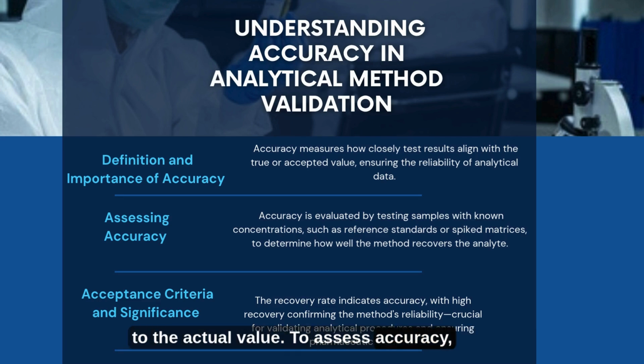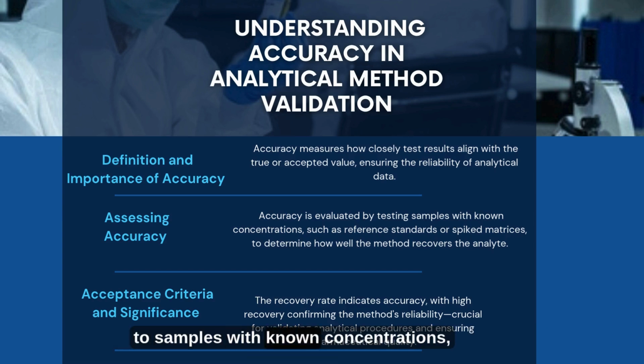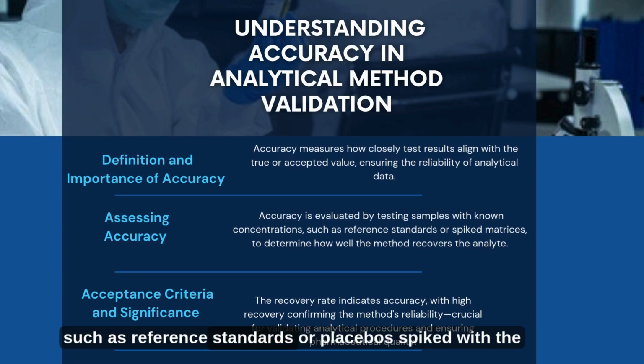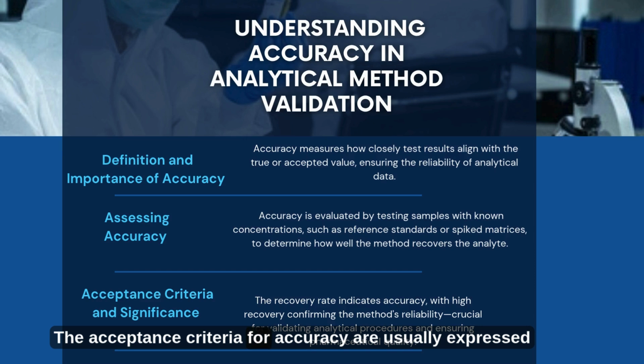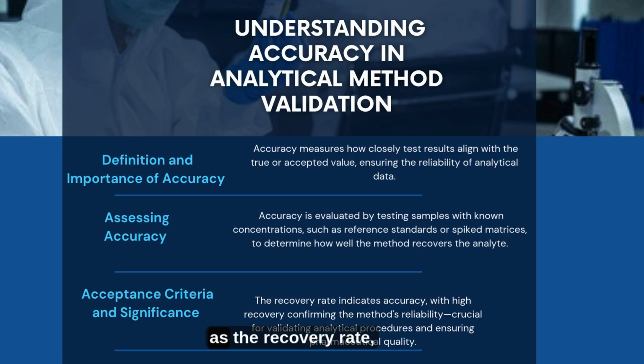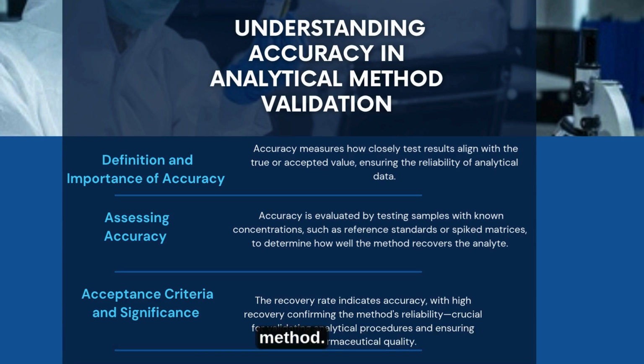To assess accuracy, you typically perform tests by applying the analytical procedure to samples with known concentrations, such as reference standards or placebos spiked with the analyte. The acceptance criteria for accuracy are usually expressed as the recovery rate, which is the percentage of the known amount that is detected by the method.